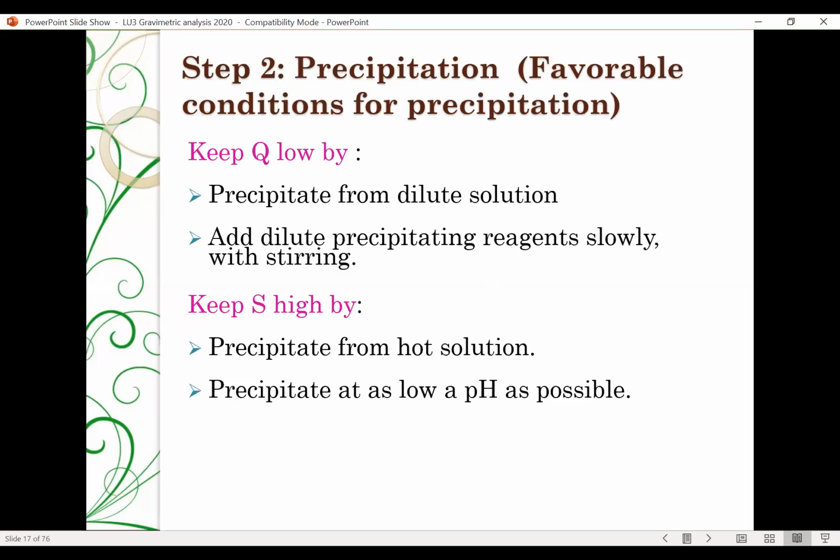So remember and take note of these 4 favorable conditions for precipitation, because they affect the type of particles that we have in the precipitates.